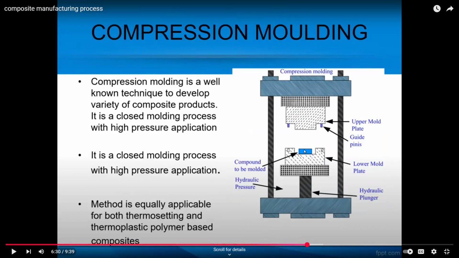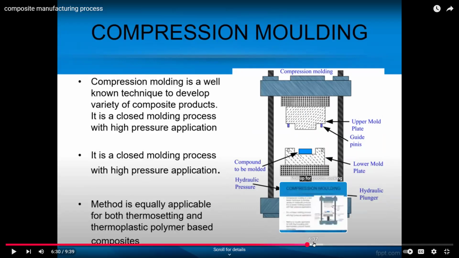This is the composite compound. Then we just have a mold, lower and upper, and we compress. This is another method.